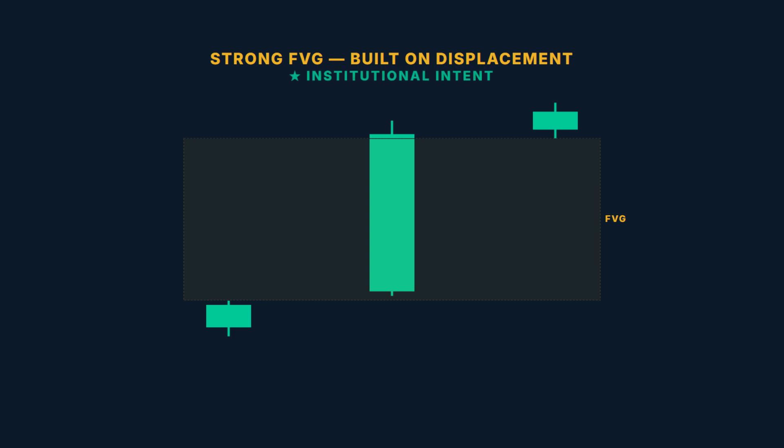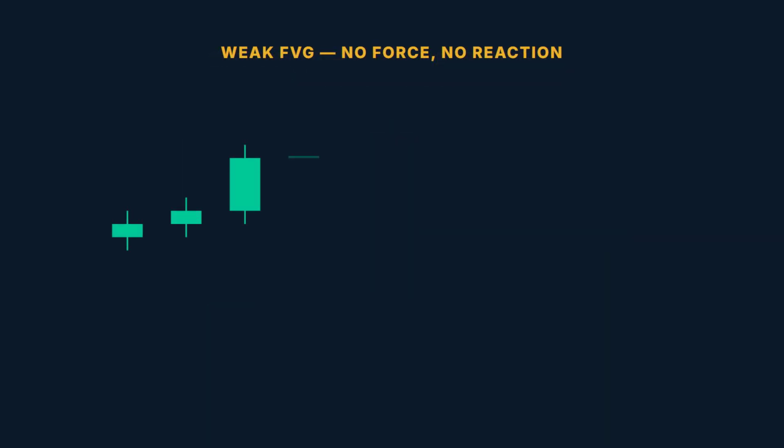The second filter is the origin of the FVG. Was the move that created the zone impulsive, or was it weak? A fair value gap created by a displacement, that large, near full body candle that breaks an important level with force, carries far more weight than an FVG created by any random sequence of 3 average candles with no context.